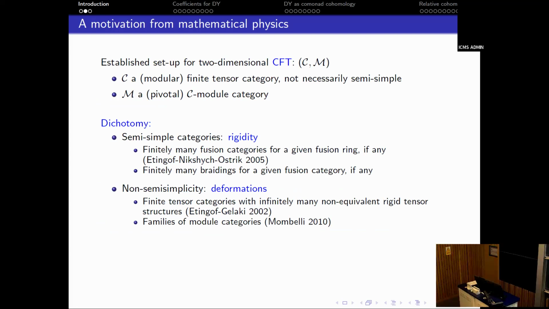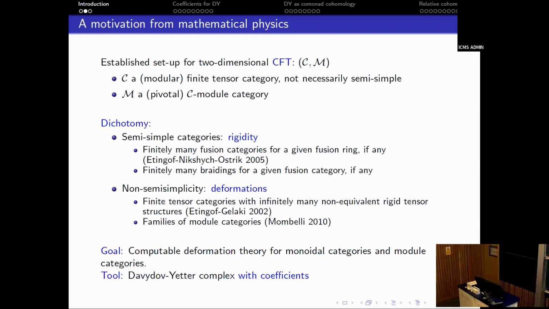Let me briefly say what my personal motivation was to look at Davydov-Yetter cohomology. It's by now very well established that if you study a two-dimensional conformal field theory, the following data are important: a modular finite tensor category, and these days modular doesn't mean necessarily semi-simple, so it can be non-semi-simple, and a pivotal module category over it. And I won't have to say a lot in this talk about the words modular or pivotal, and I will comment on this at the very end of the talk.